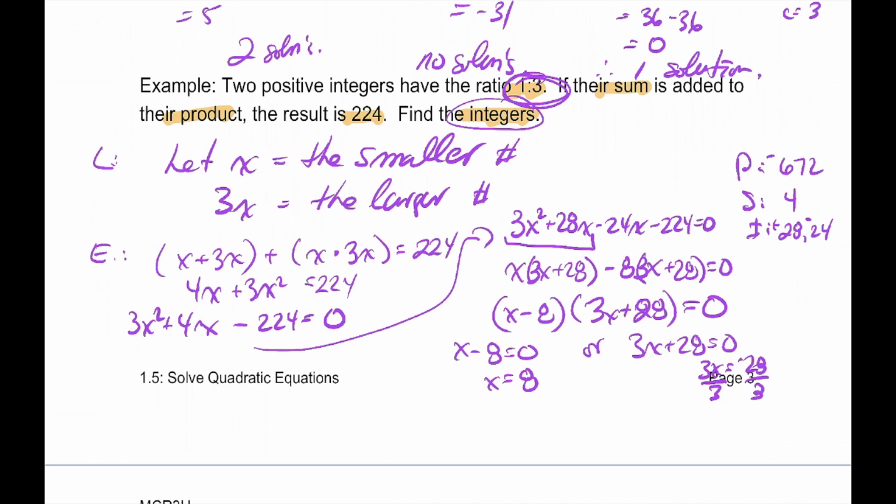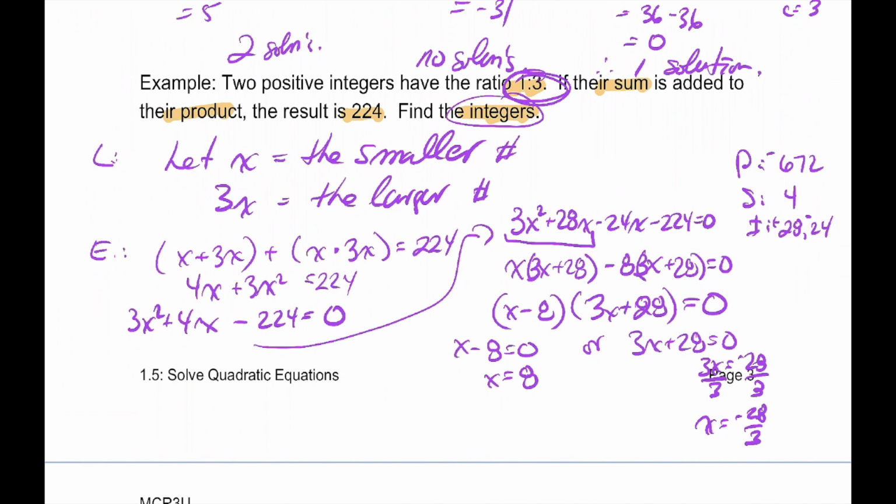So 3x is equal to negative 28, so x is negative 28 over 3. So I should have two solutions, but since this question says that they're integers, x equals 8 is the answer. Well, how can we check? So the one thing I like about these word problems is that we could check. Maybe do a check over here. Well, that means 3x is 24, x is 8.